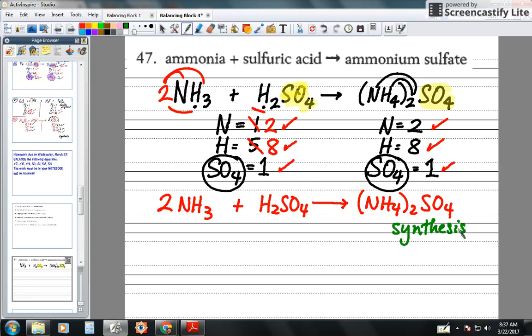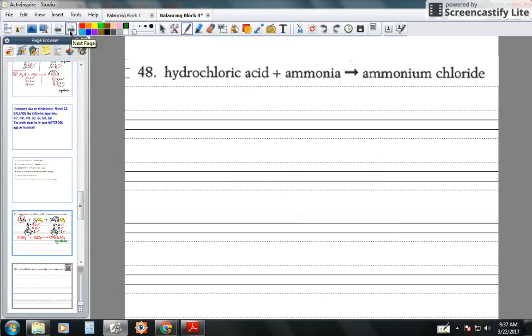Let's take a look at question number 48. Question 48 is the reaction between hydrochloric acid and ammonia. You ought to have memorized all of these formulas by now. Hydrochloric acid is HCl, ammonia is NH3, and this produces ammonium chloride.